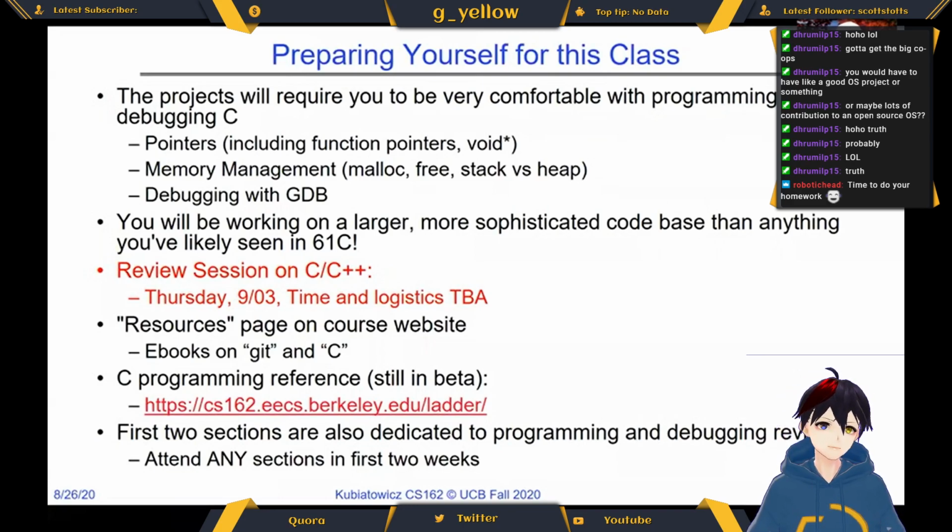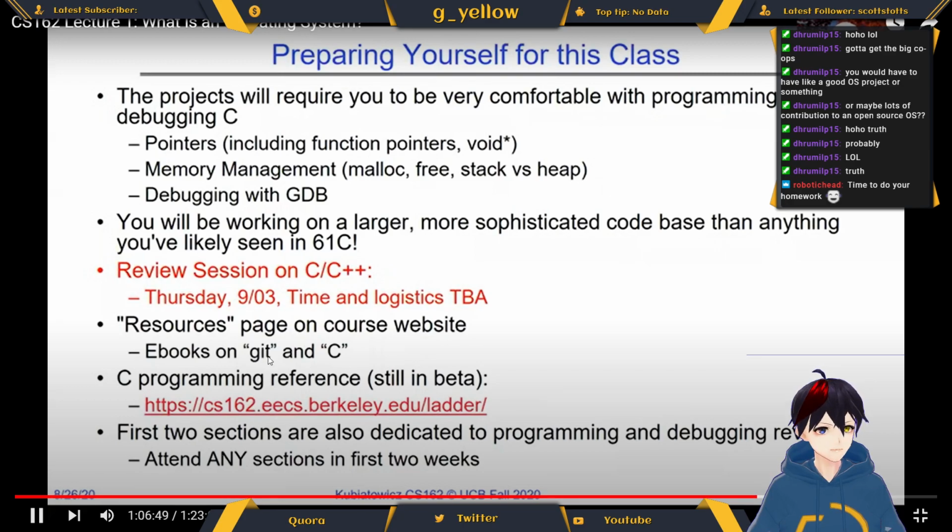The resources page has some things to look at. There are some ebooks on Git and C. There's a programming reference that was put together by some TAs a couple of terms ago. The first two sections are also about programming and debugging.